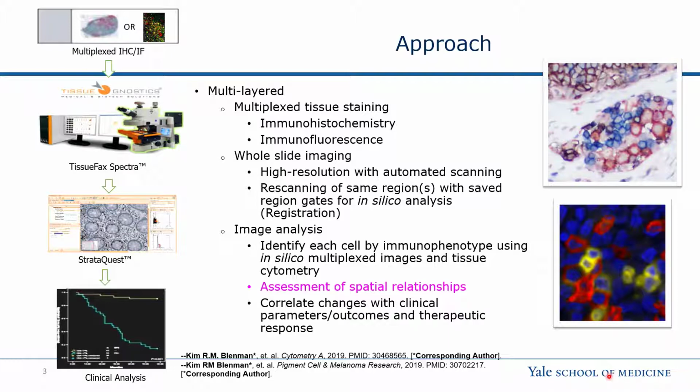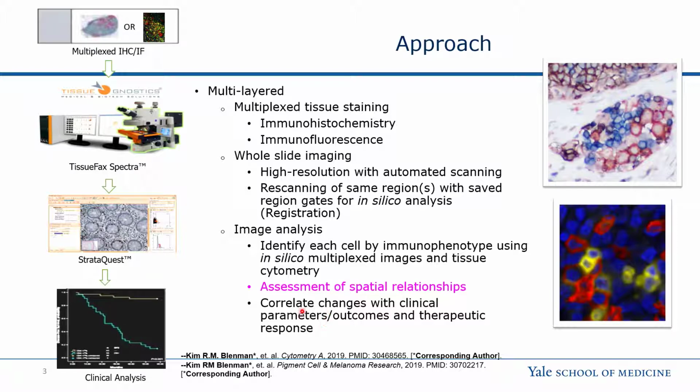And then the third layer of this approach is the image analysis itself. And that's actually going to be the main focus of this talk. So the image analysis that we do is focused on identifying each cell by immunophenotyping using in silico methods for the multiplex imaging and the tissue cytometry. And what I'll be talking about mostly for this session is the latter two.